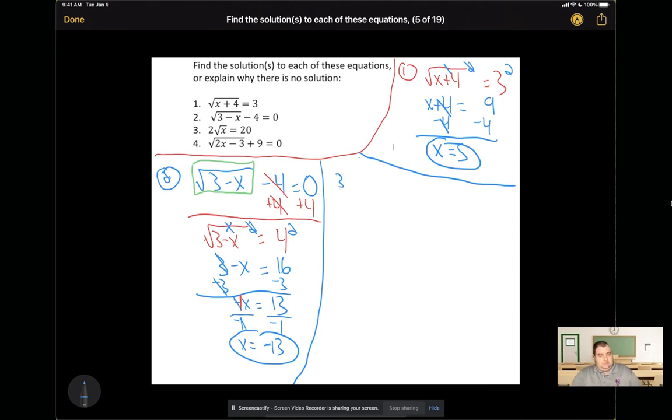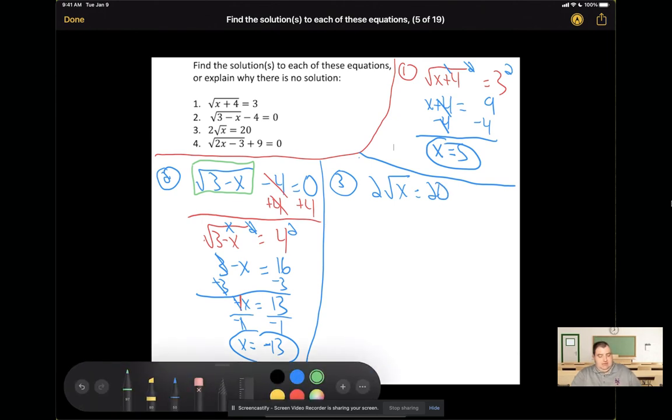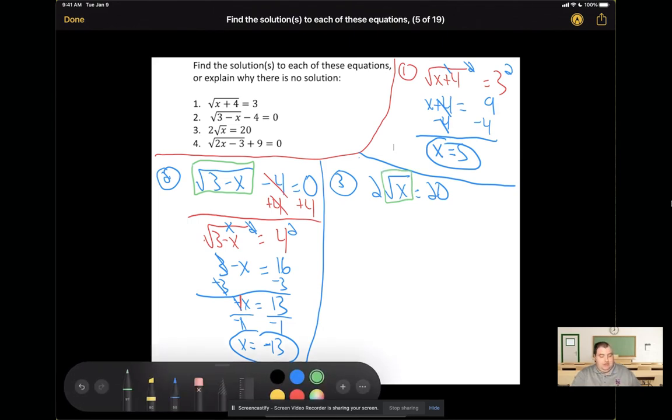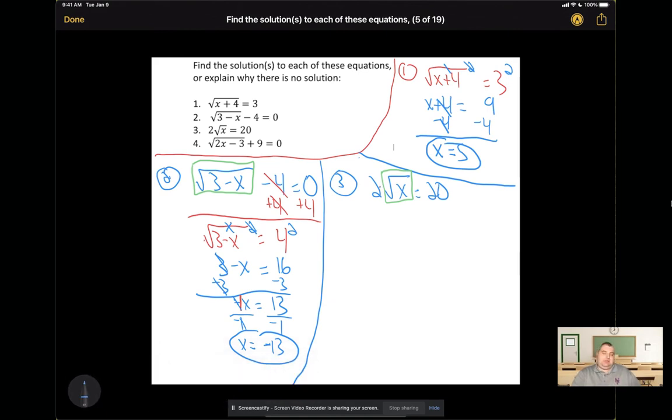Number 3, we have 2 times the square root of x equals 20. Once again, the square root is not isolated, so I have to get rid of the 2. Because this is 2 times the square root of x, how do I get rid of multiply? I'm going to get rid of that by dividing. So I'm going to divide both sides by 2 to start off. That gives me the square root of x equals 20 divided by 2, which is 10.